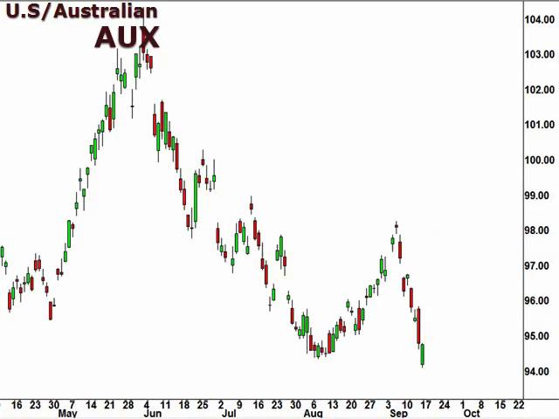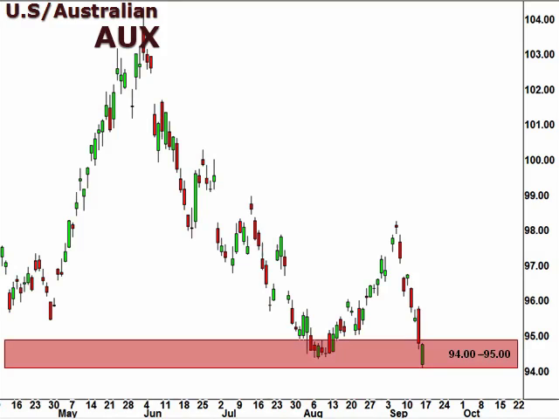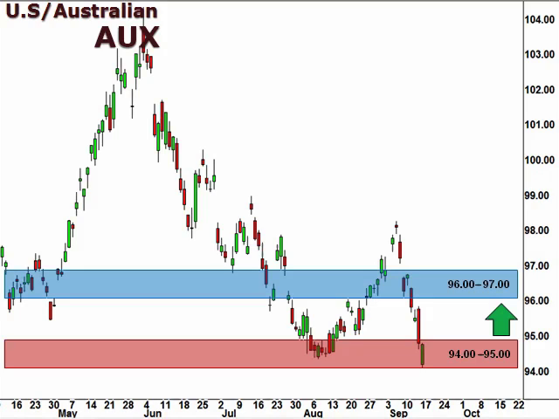And let's take a look at the AUX, the US dollar versus the Australian dollar. Well, the AUX continues to slide lower, closing last Friday within the 94.95 support level. We are open to a bounce higher this week with 96.97 assuming the role as near-term resistance.